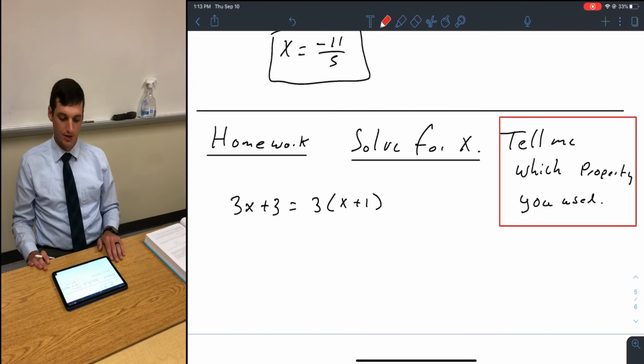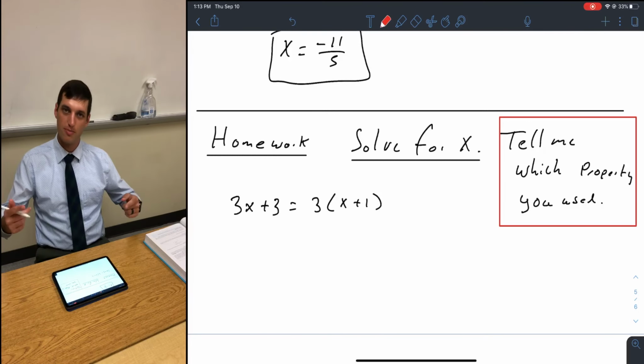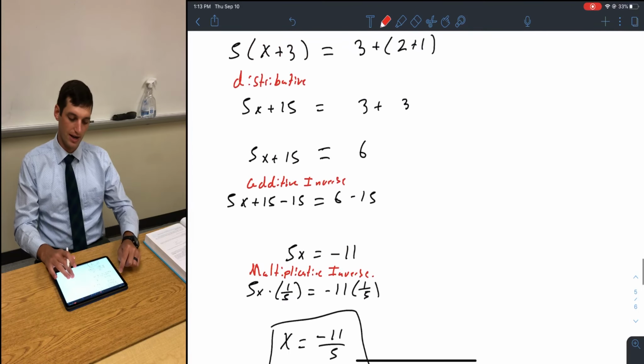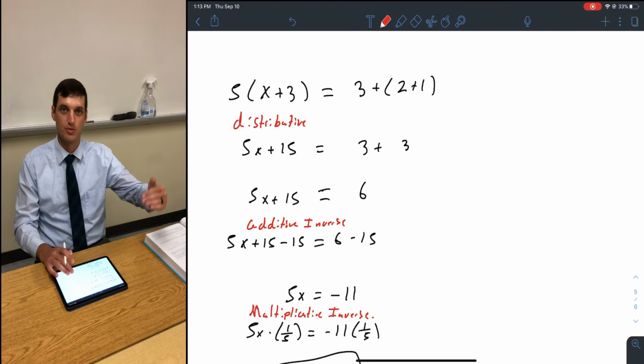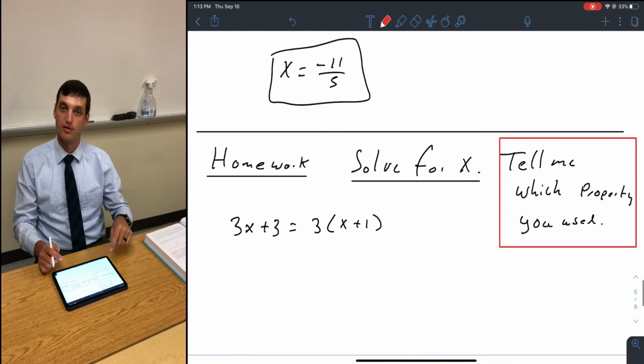All right, I want you to solve for x on this problem here. Whenever you solve for x, tell me the properties that you used. You don't have to write it out like I did here, like distributive. I just want to know what properties you used to solve for x.